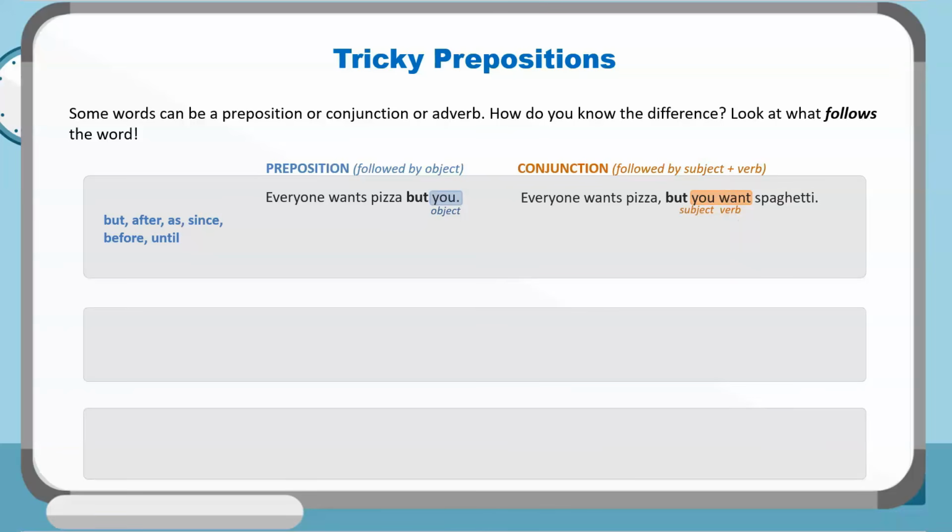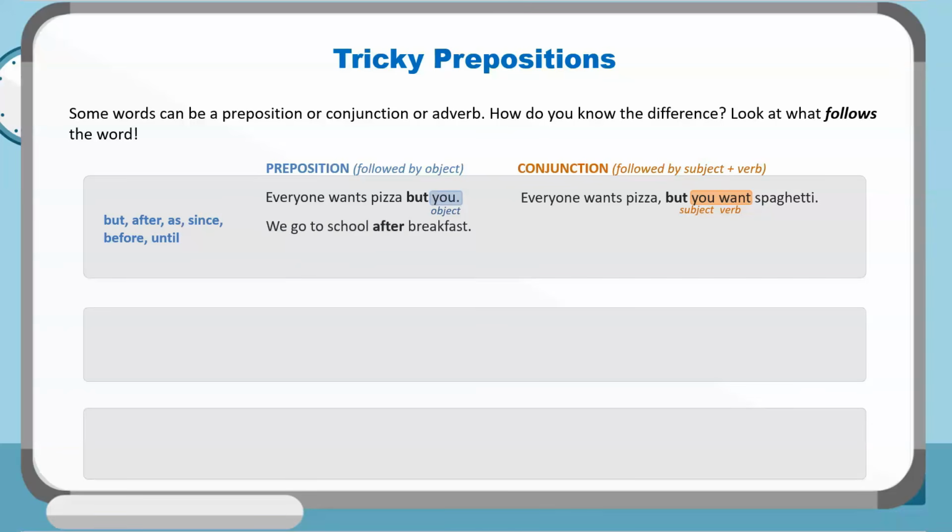Conjunctions can be, and often are, followed by subjects and verbs, but prepositions are not followed by subjects and verbs. Prepositions are followed by objects. So, we know that in this sentence, but is being used as a conjunction and not as a preposition.